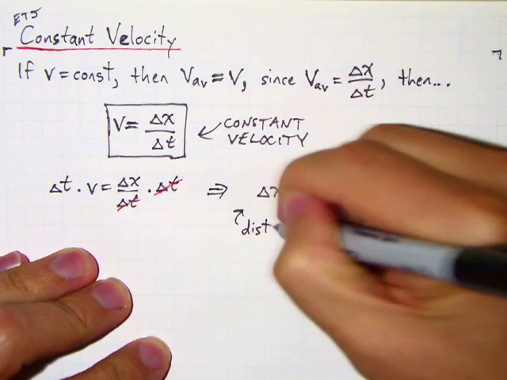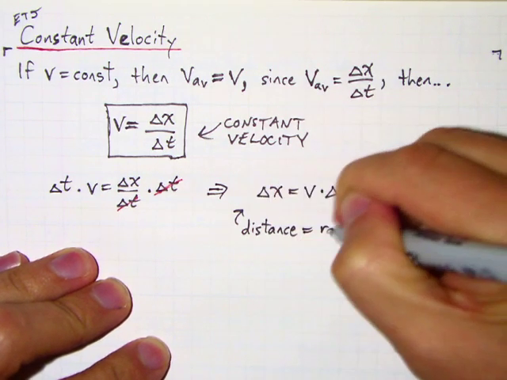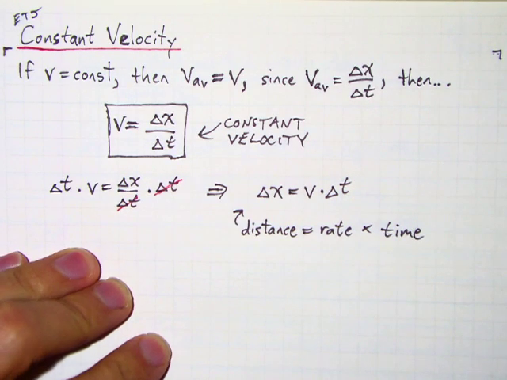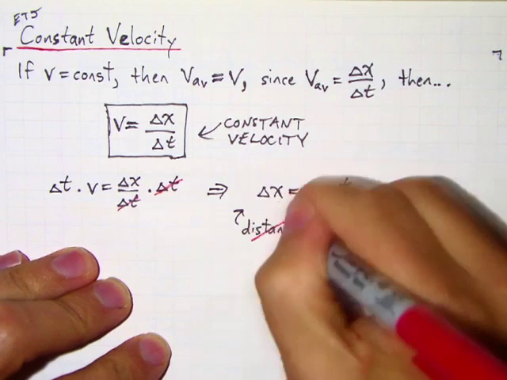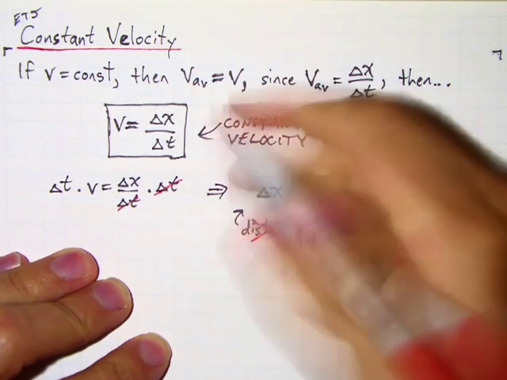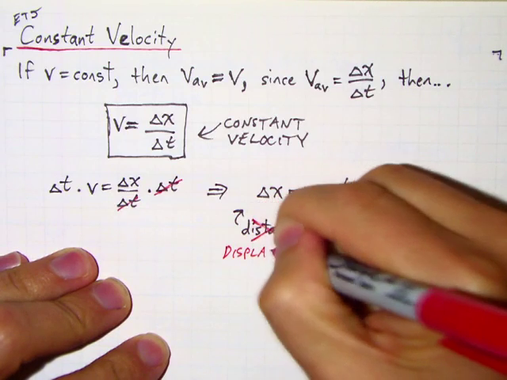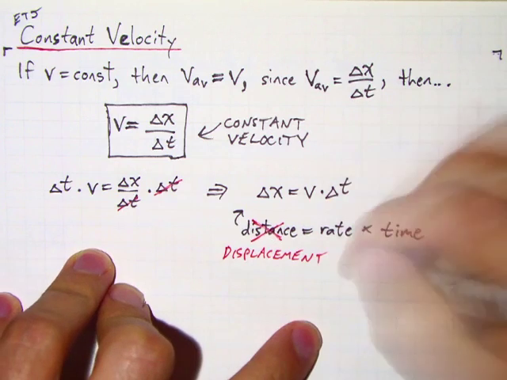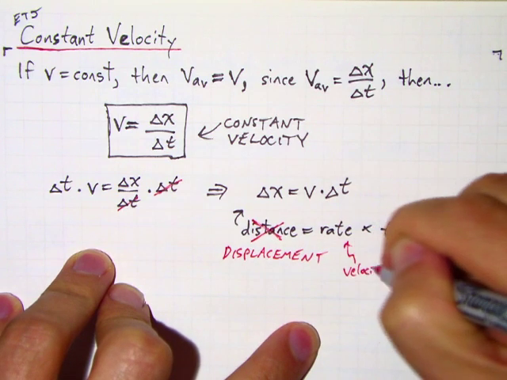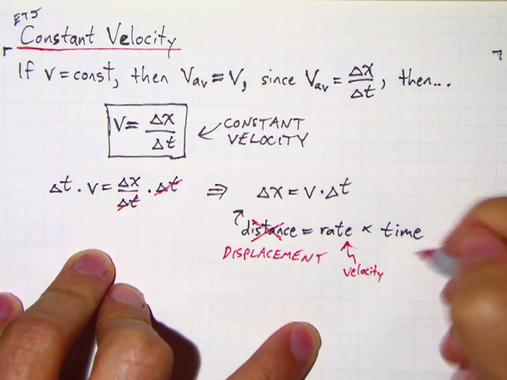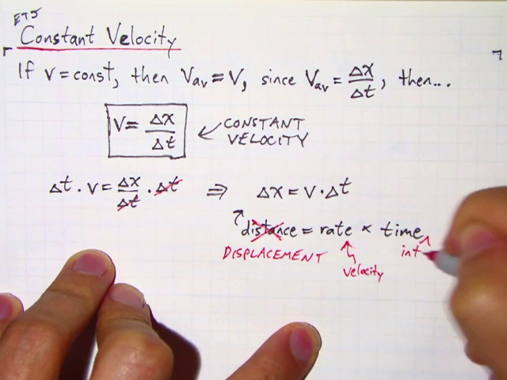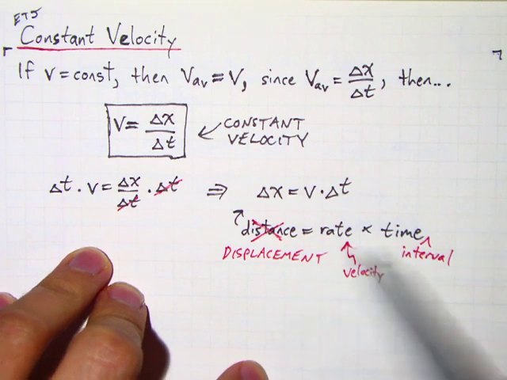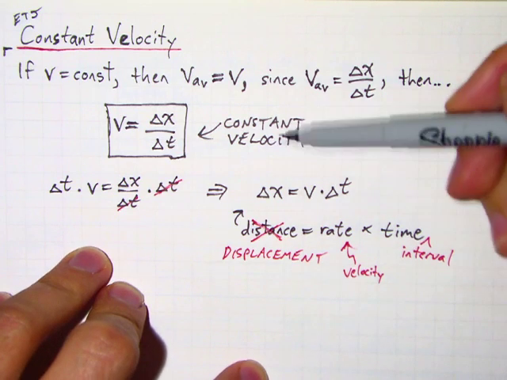In previous classes, you might have heard this described as the distance equals rate times time equation. Except now we know that this is not distance. Correctly, we call this the displacement. It's the change in position, not the distance traveled. So the displacement equals rate, and by rate we mean the velocity, to be specific, times time. And by time we really mean the time interval. So a few corrections there to make it look like a proper physics statement. Displacement equals velocity times time interval if the velocity is constant.